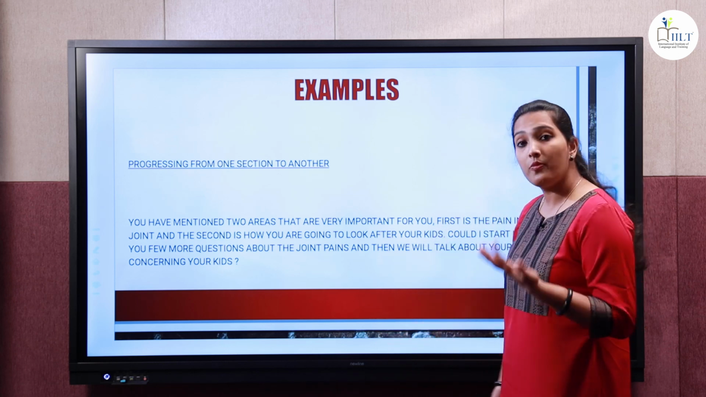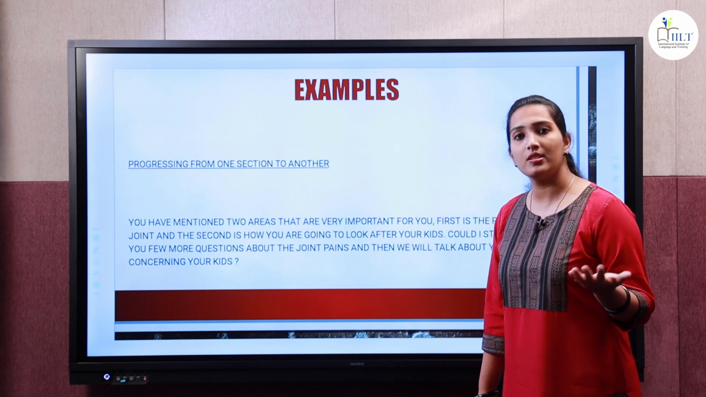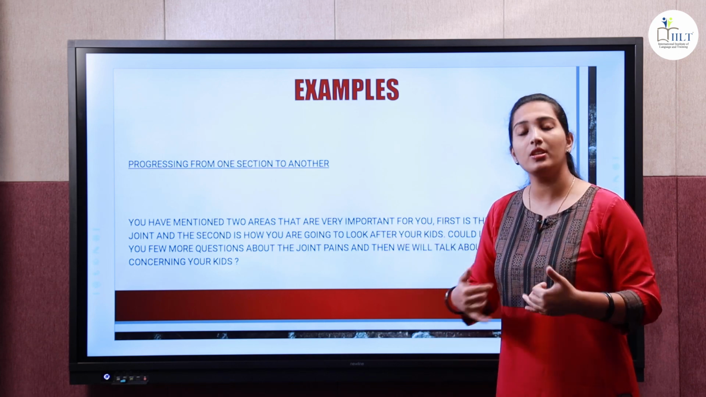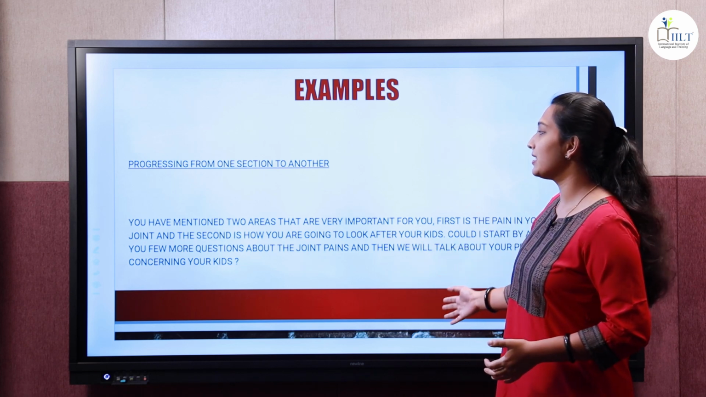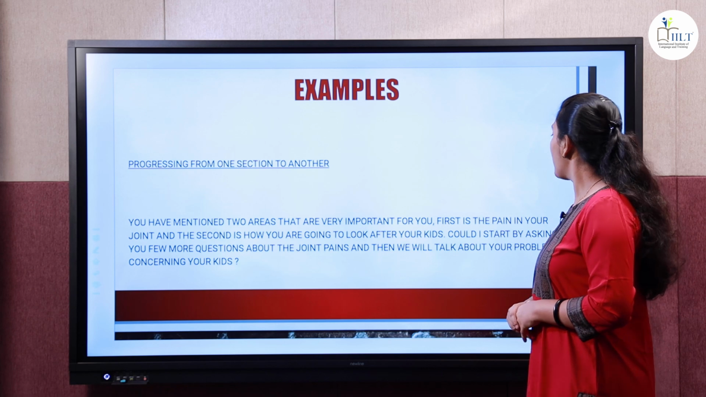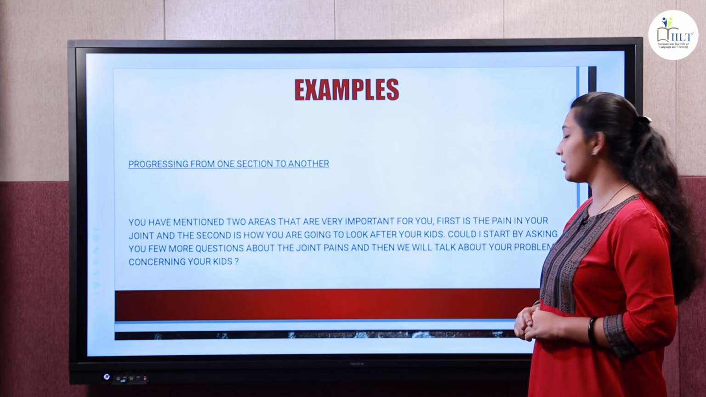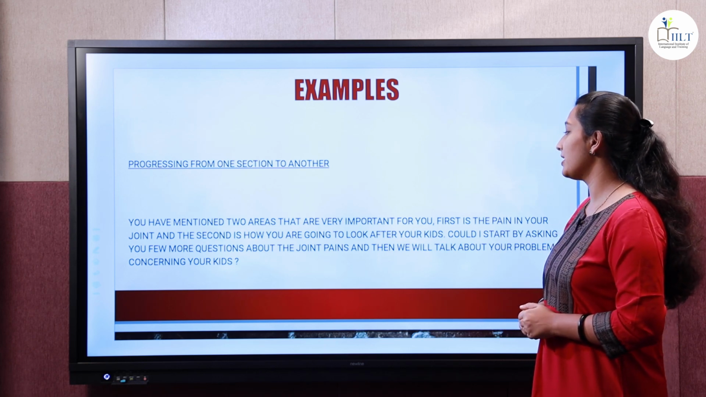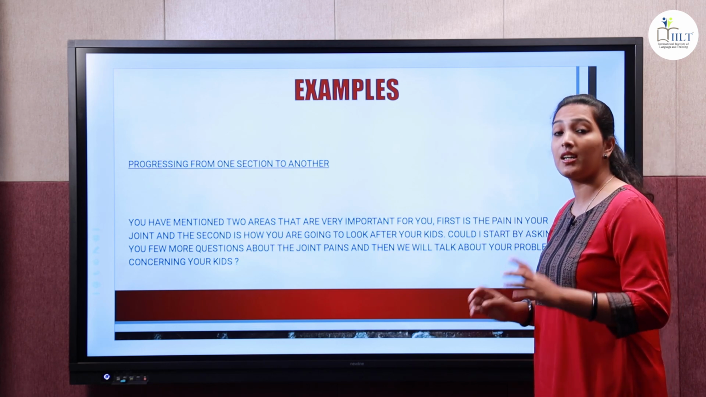So now we may need to know more about the pain, and then we are going to give importance to the child. But we have to make the patient understand that both their concerns are very important to us. So see how we have used the signpost. You have mentioned two areas that are very important for you. First is the pain in your joint, and second is how you are going to look after your kids. Could I start by asking you a few more questions about the joint pains, and then we will talk about your problems concerning your kids.